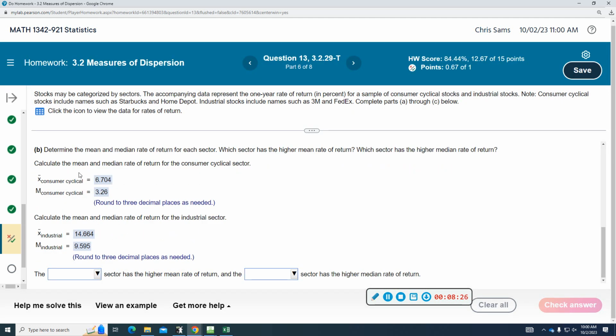All right, now we want to know the blank sector has a higher mean and the blank sector has a higher median. So higher mean is industrial and median is also industrial.